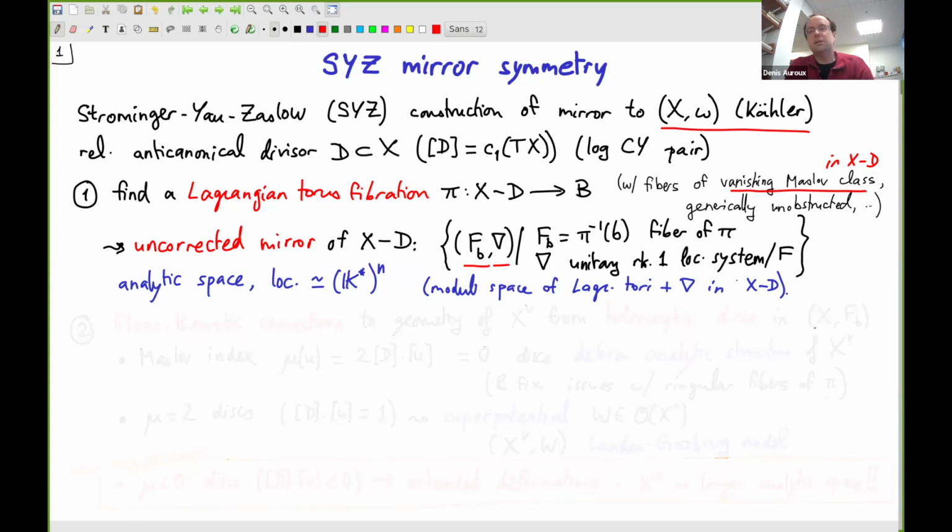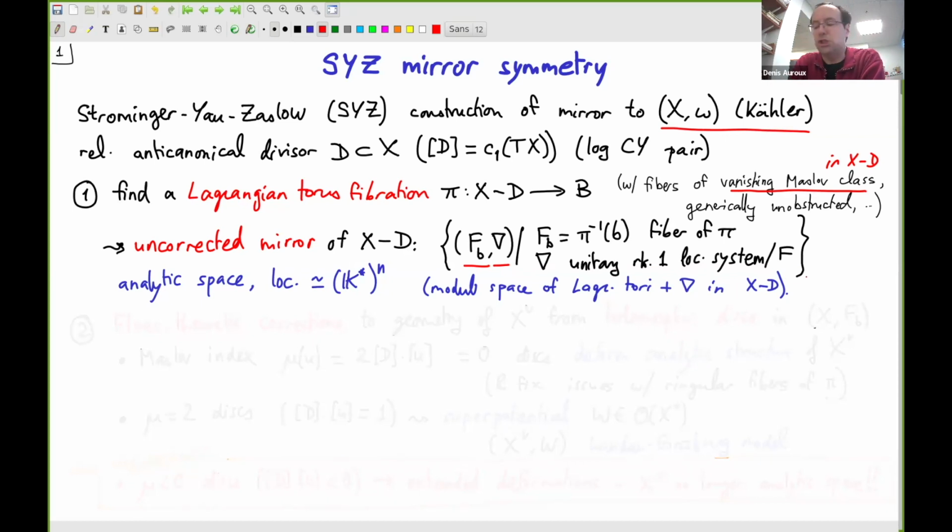A rank 1 local system is just something that looks like a copy of whatever coefficient field you're using. I will secretly think of Novikov fields. And a local system means that globally this is a possibly non-trivial flat connection on a trivial rank 1 line bundle. So what it has is a holonomy around loops in the fiber. Anyway, I'll get back to this on the next slide.